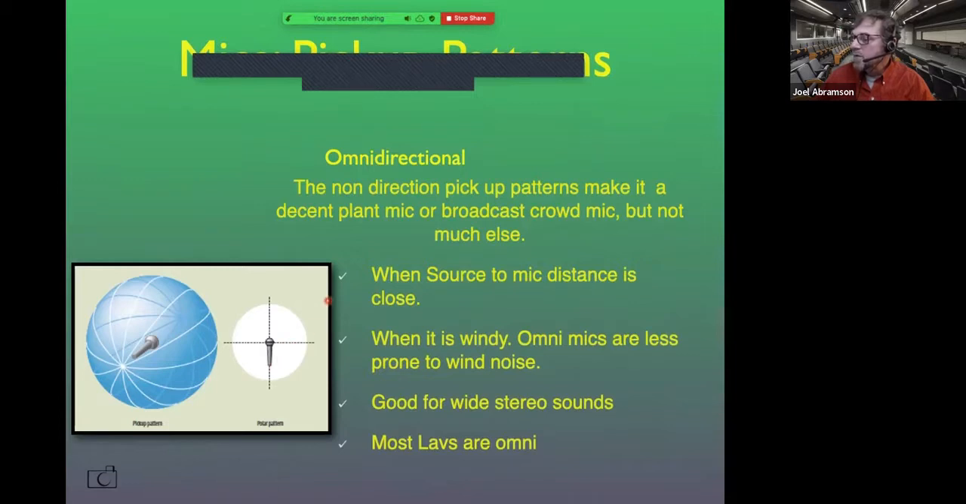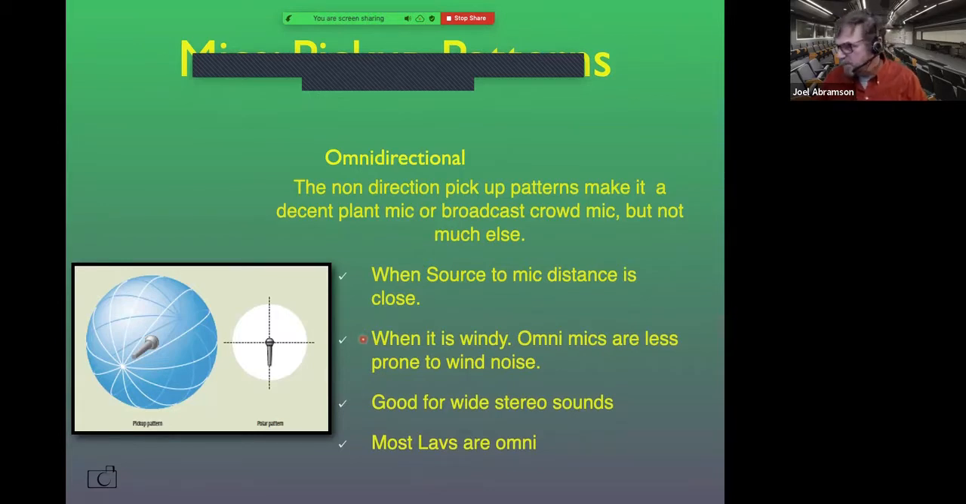And we use this when the source is not going to be particularly close. Or excuse me, when the source is close, we use those. So most of our lavalier mics, the lavalier mics are the ones that we wear, right? Those are omnidirectional microphones, because we're close up to the voice, and the omnidirectional pickup pattern works well.